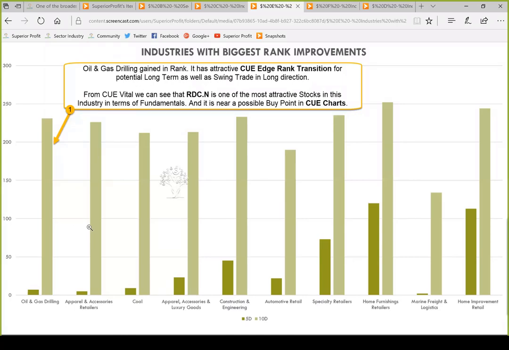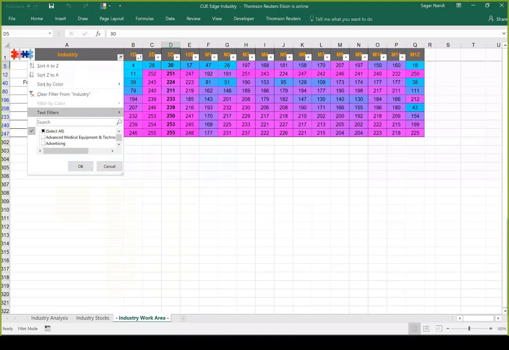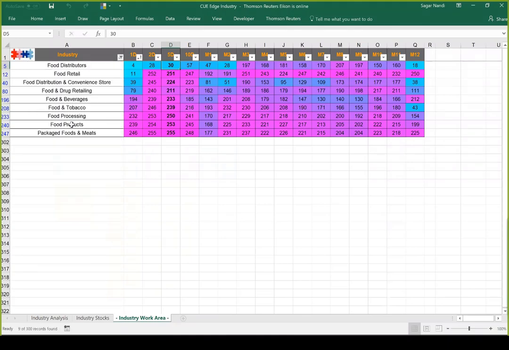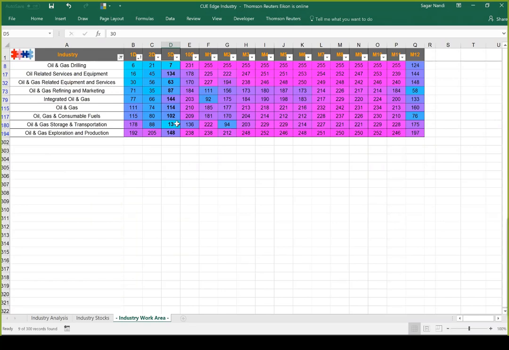So we do this study and we see oil and gas drilling is one of the industries that had the biggest rank improvement. In fact, if we look at QH, we'll see several oil-related industries turned up this week. Let's have a look at QH. In QH, we can just filter for oil. And we can see all the oil industries were very weak for a long time, up to the 10-day period. And over the 5-day period, several of them have gained strength considerably. And oil and gas drilling has gained strength most.